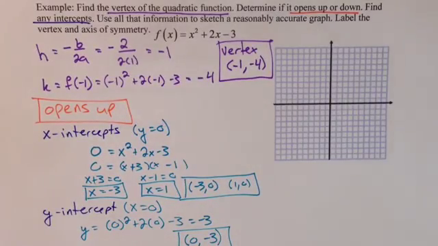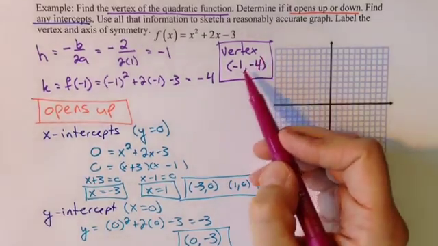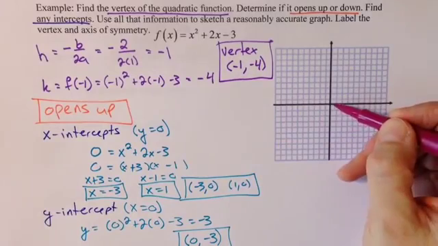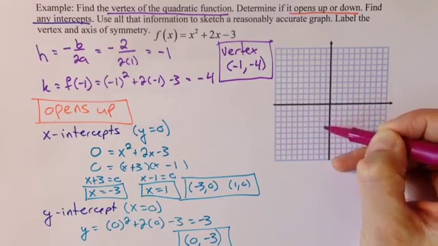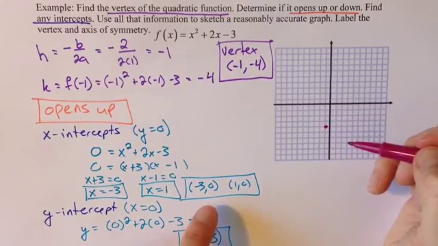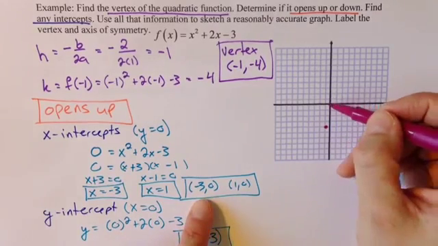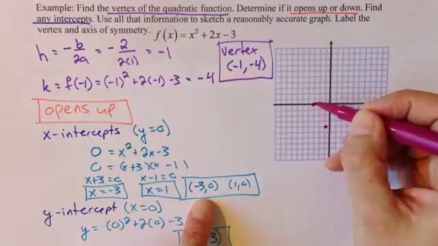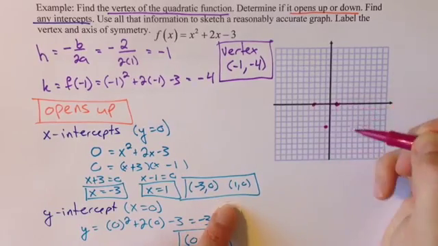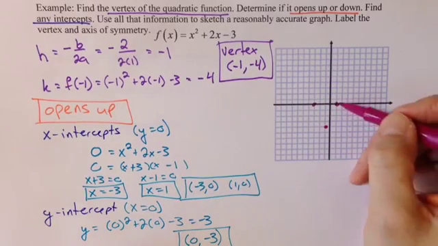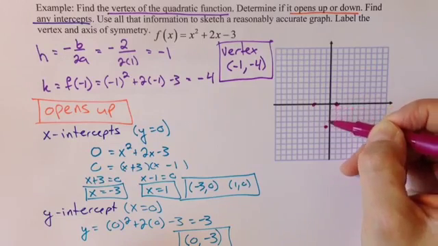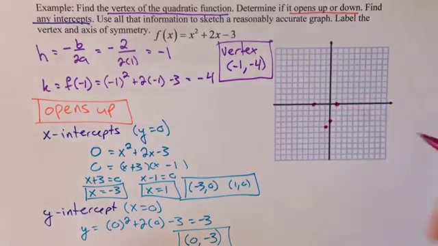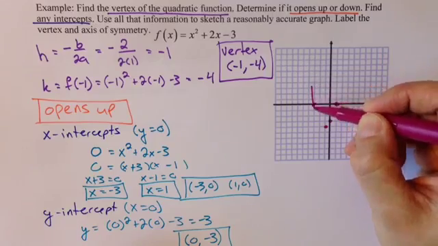Finally, we'll use all this information to sketch a reasonably accurate graph. Now the vertex happens at negative 1, negative 4. I'm going to go over 1, down 1, 2, 3, 4. I know I have two x-intercepts where x is negative 3 and also where x is 1. And then I have a y-intercept where x is 0 and y is negative 3. So this gives me plenty of points to connect up to draw my parabola.